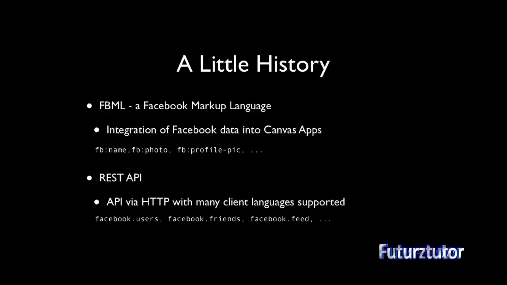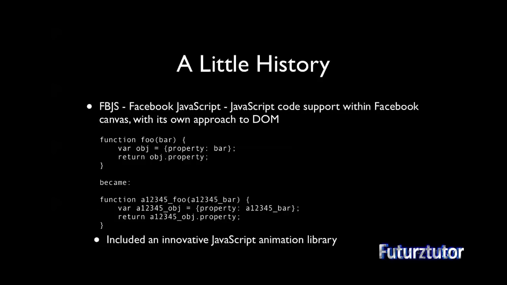The REST API was used via various client languages such as PHP to provide support for retrieving other data such as lists of friends, etc. The REST API was also used to publish posts to users' walls, to send friend requests, and to provide many other application features.